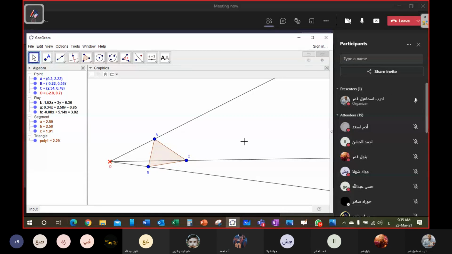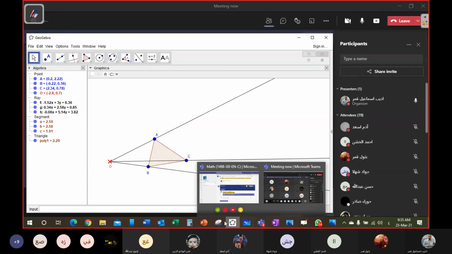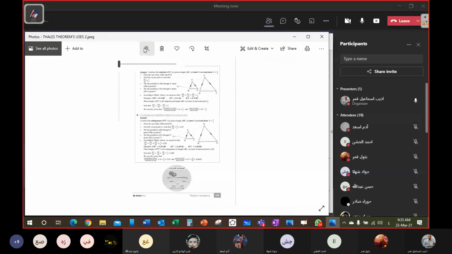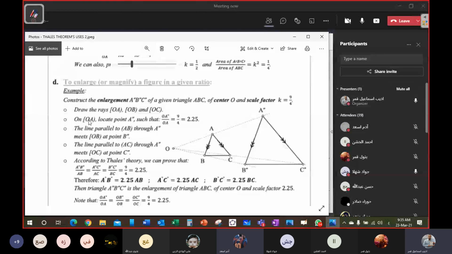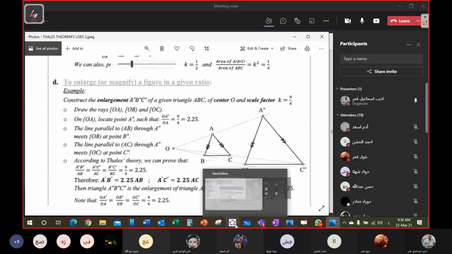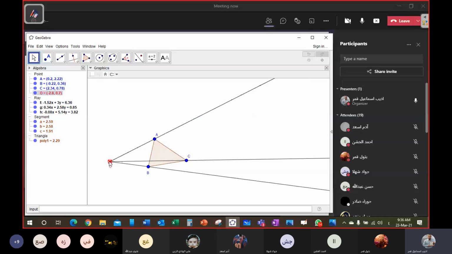Okay, so now we go to the second step. We go to the second step. On OA, locate point A double prime such that OA double prime over OA equal 9 over 4 equal to 2.25. So what do we do here? We measure OA, then we multiply it by 9 over 4, which is 2.25.